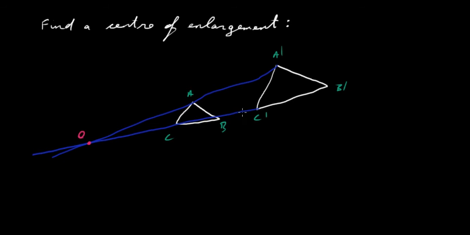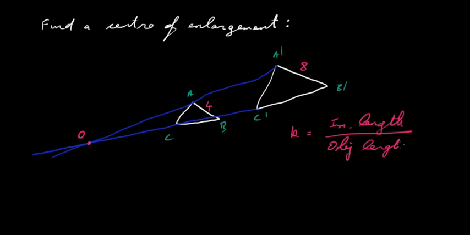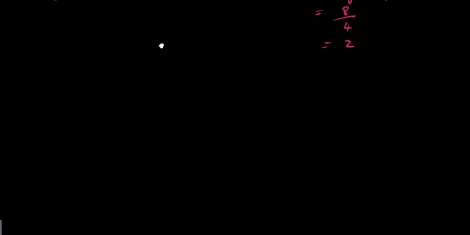Now again, if you happen to have two of the sides, let's say this was 8 and this was 4, you didn't know the scale factor, you know that K is an image length divided by an object length. So in this particular case it would just be 8 over its corresponding side, which is 4, so our scale factor here would be 2.